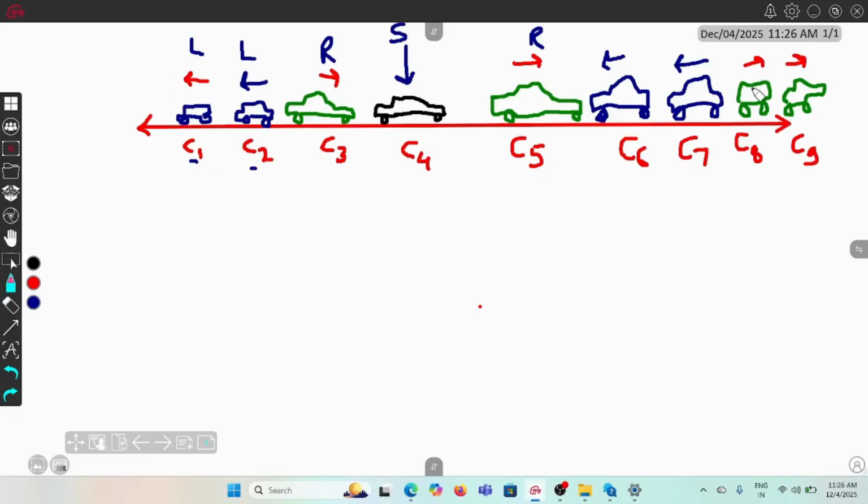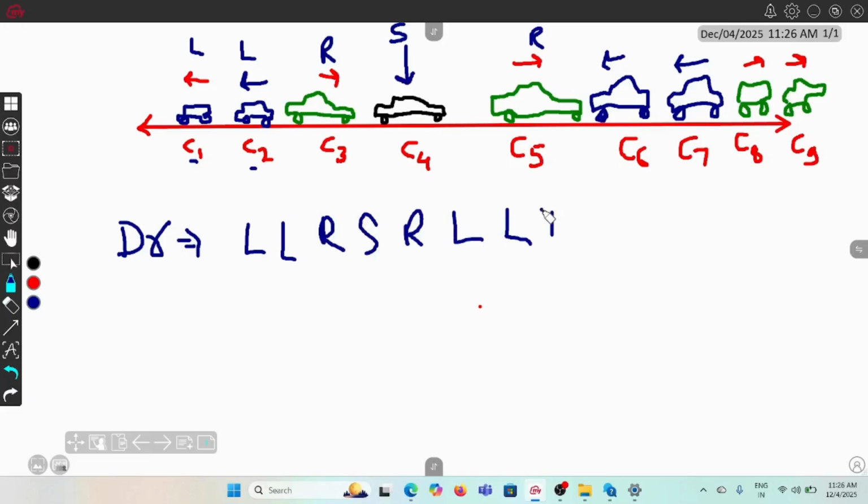They are not colliding at all. So how would our direction string have looked here? Our direction would be like this. The first two are L, L, right? So it would be L, L, R, S, L, L, R, S, R, then again L, L, and then we have R, R.